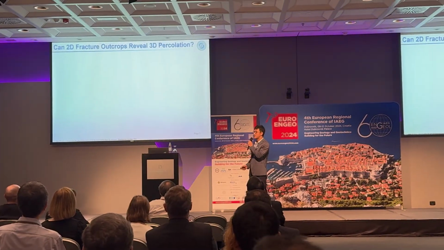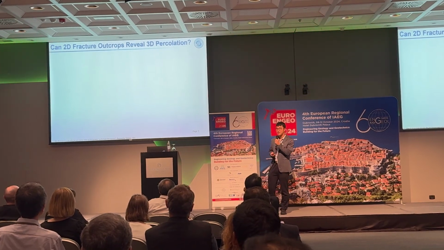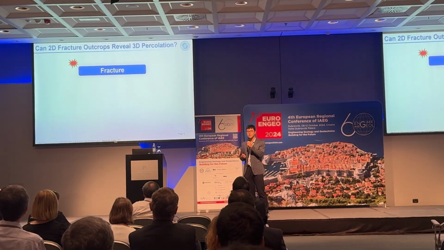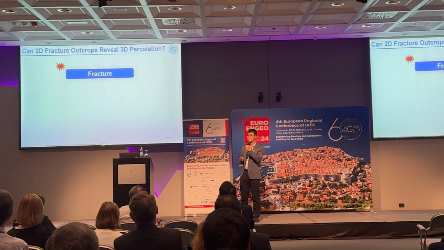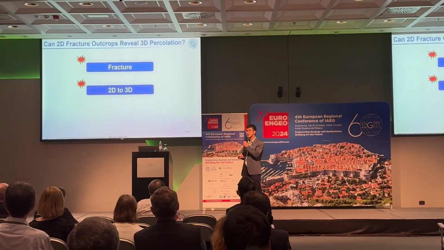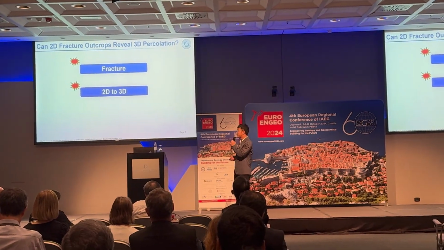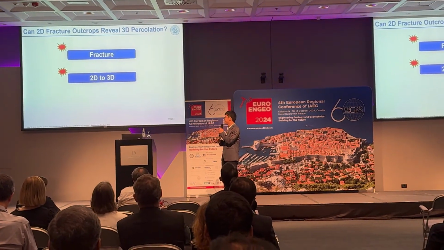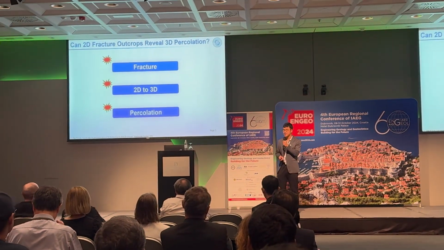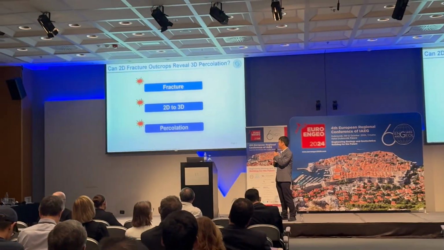So from this title, can 2D fracture outcrop reveal a 3D population? From this title, at least you can summarize 3 keywords. The first one is fractures, which is the focus of my research and also the focus of this presentation. And the second one is from 2D to 3D. So we're concerned about multi-dimensional fractures and their correlations. And third one is population. This is a very important concept, and I would like to illustrate it further during my following presentation.